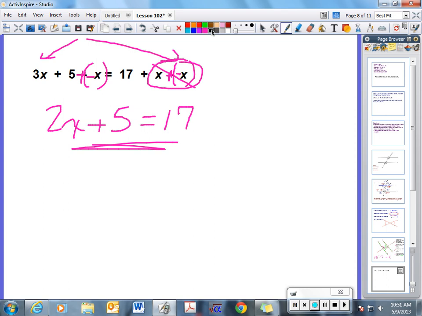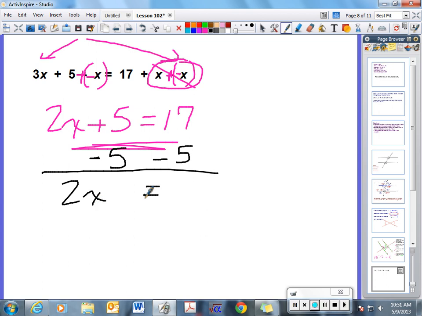Okay, so we're going to do the inverse operation. We're going to subtract 5 from each side. I'm left over here with 2x plus 0, so the 0 just goes away. And 17 minus 5 is 12. Then I can divide each side by 2, and we have x equals 6.